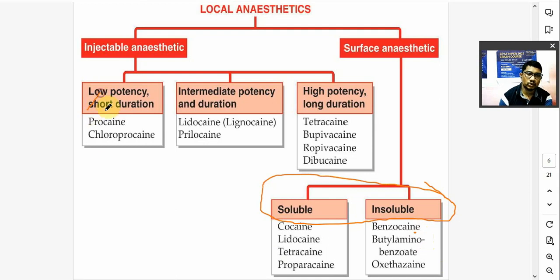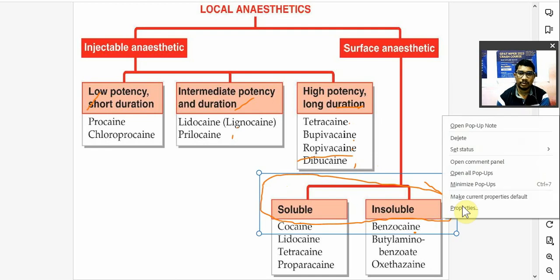Injectable में आएगा low potency, short duration में procaine, chlorprocaine. Intermediate potency, intermediate duration में आएगा lidocaine, which is also known as lignocaine. High potency, long duration में आएगा टेट्रा, ब्यूपी, रोपी एंड डाइब्यूटेन. तेरी ब्यूपी को रोपी ने दम कर दिया, ऐसा कुछ करो, दम करने में आप माहिर हो.